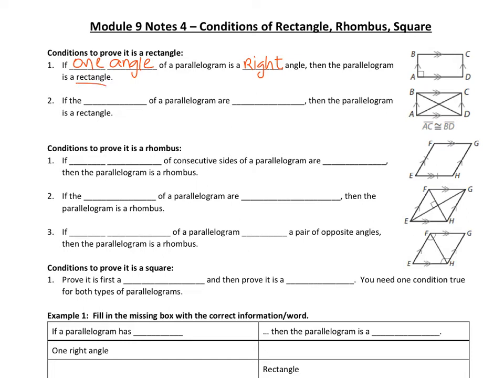Second one is if the diagonals of a parallelogram are congruent, then you have enough information to say that it is a rectangle. Now notice, they both have to be a parallelogram before you can determine if it's a rectangle. So if it's not a parallelogram, then you do not have enough information for the rectangle.